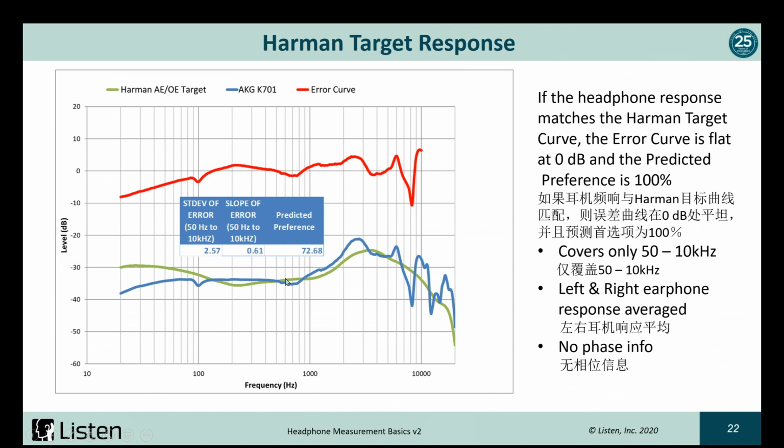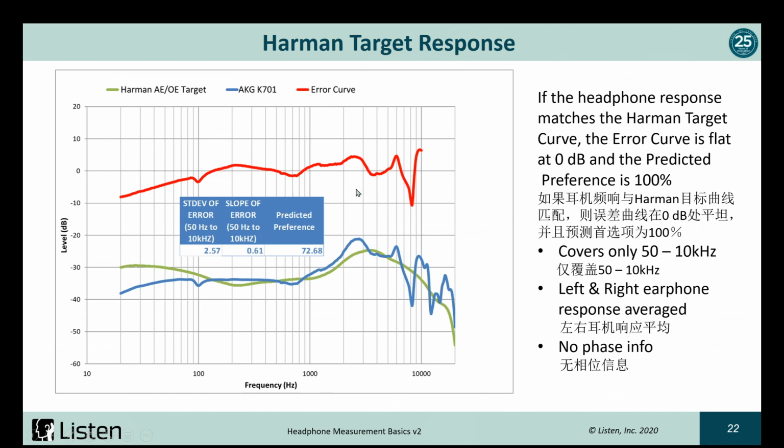Like I said, it was designed to meet the diffuse field corrected curve. So it overlays pretty well. So you see the green curve is the Harman target curve, and then the blue curve is the actual response. Of course, there's some high frequency cancellation going on. Maybe there's cone breakup, maybe there's standing waves inside the ear and the coupler. And ideally, if the headphone or earphone response matches the Harman target curve, you will get what they call a flat error curve at 0 dB. So the red line ideally should be flat at 0.